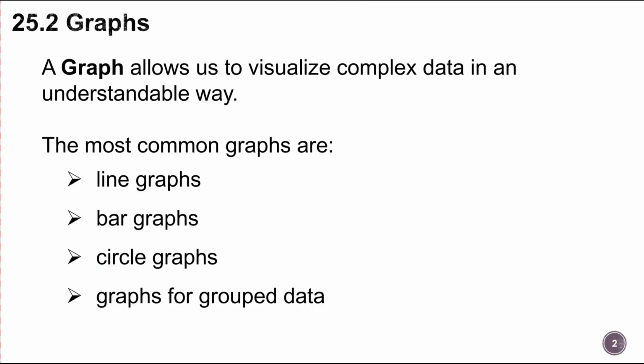So a graph allows us to visualize complex data in an understandable way. That just means we can look at a graph and see the data laid out in a way that makes it easier for us to understand. These are the types of graphs we're going to talk about today: line graphs, bar graphs, circle graphs, and graphs for group data, which I'll explain when I get to that.